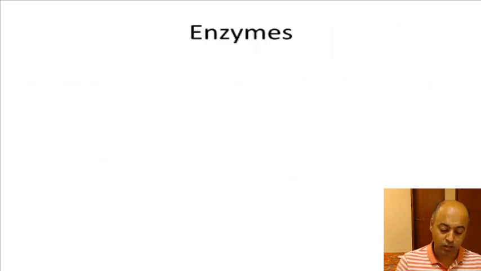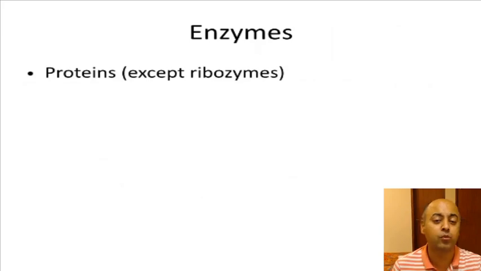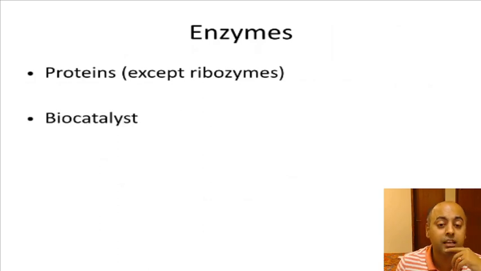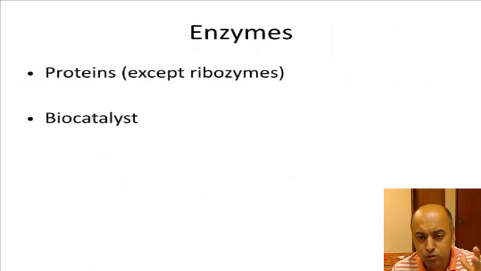So first, what are enzymes? So enzymes, broadly speaking, they are proteins with the exception of ribozyme. We already said ribozymes are RNA which act as enzymes. Okay. And second point, they are catalysts. They are biological molecules which are acting as catalysts. So we call them the biocatalyst. So they are proteins except ribozyme and they are biocatalyst.